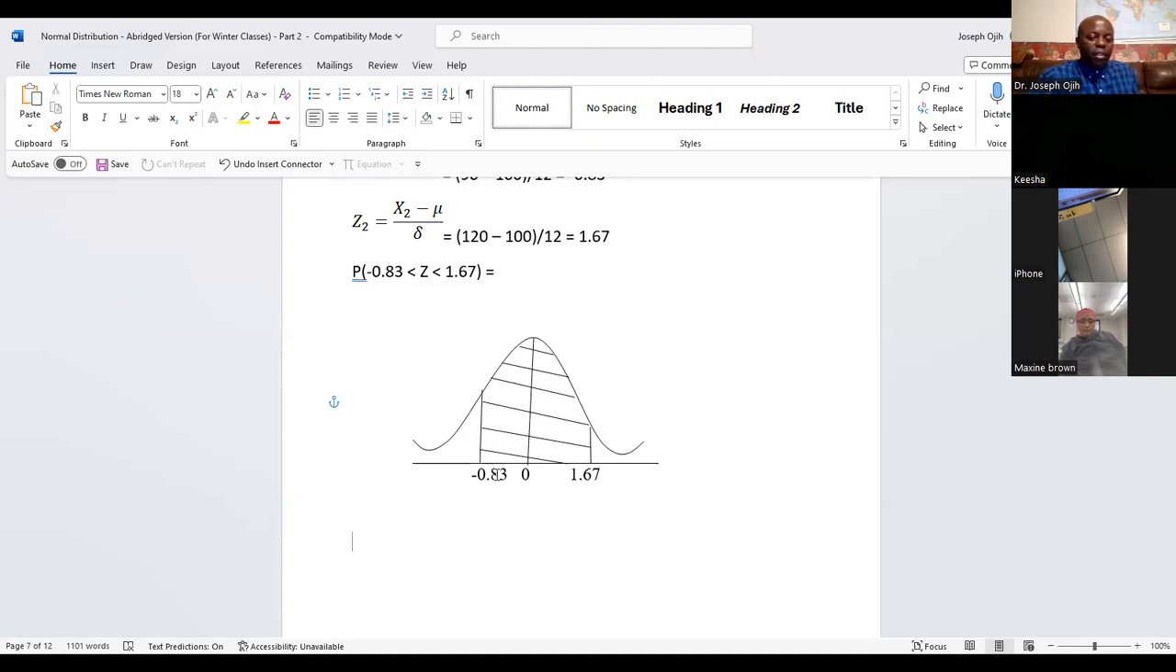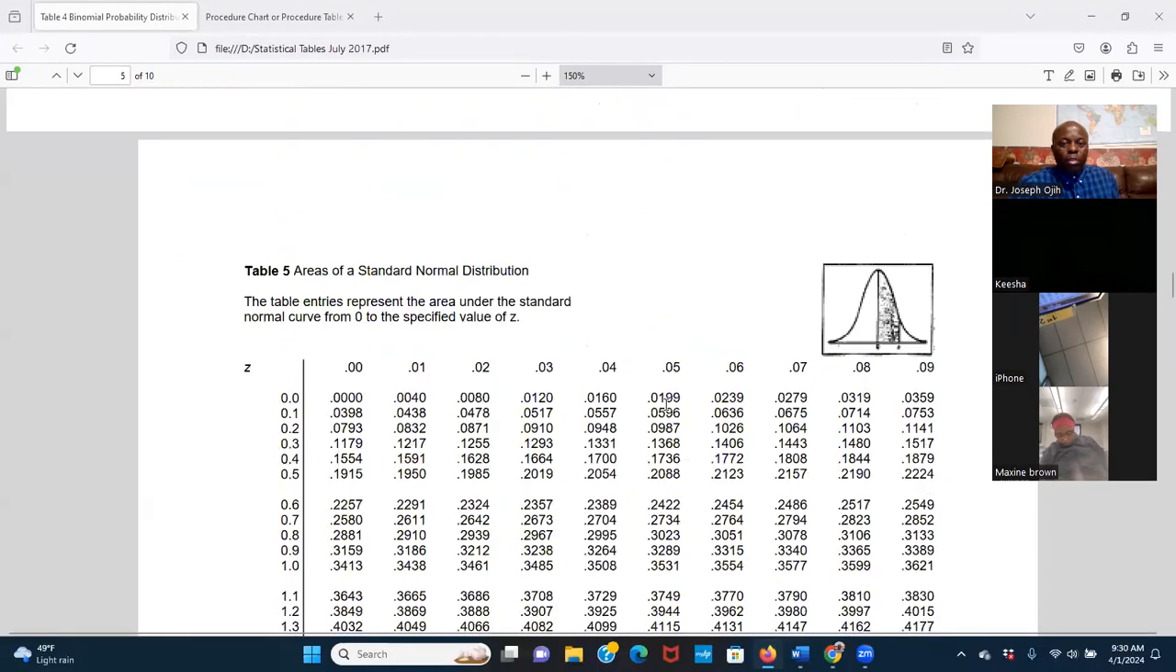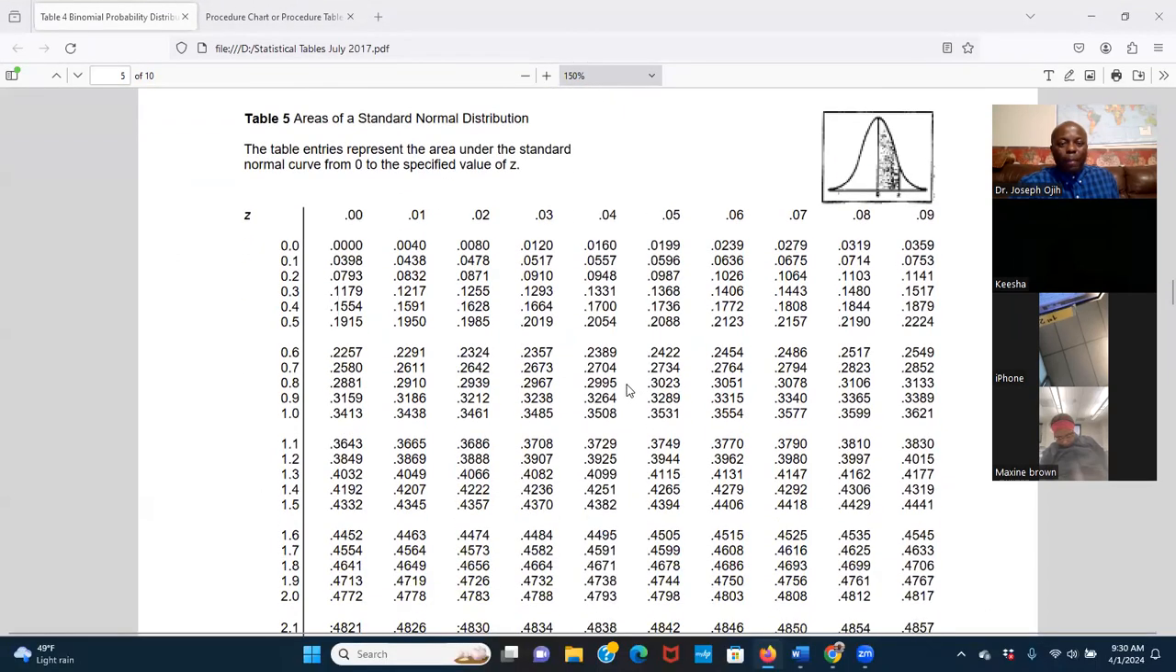Let's find the area on the table of normal distribution. We have the table of normal distribution right here. Remember, I mentioned in class, there are three different types of normal distribution tables. If you're using the one that is in the homework, make sure you follow the rules there. I recommend this one because this is the one we're using in class, and in that case, we're gonna be following the rules on the procedure chart.